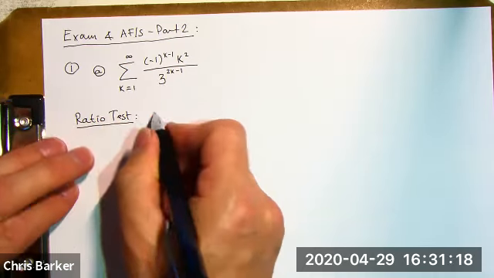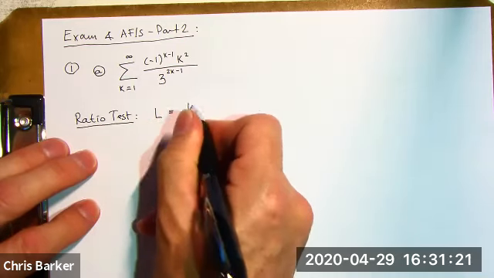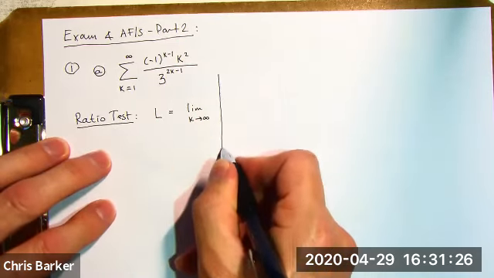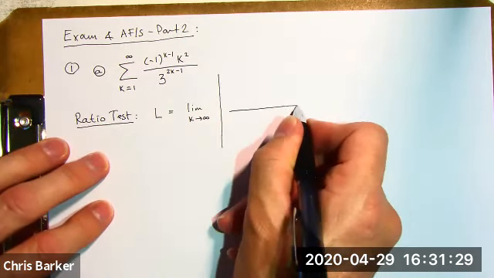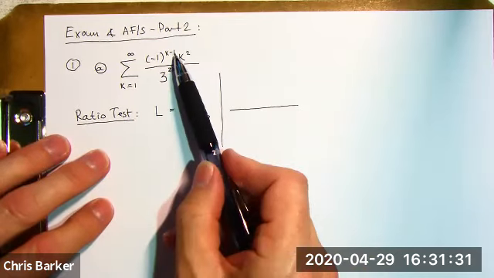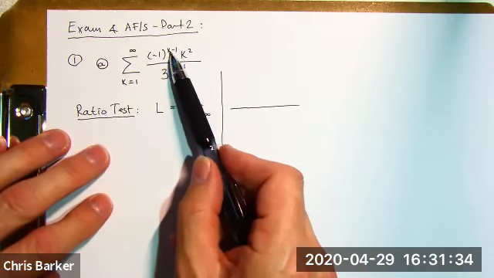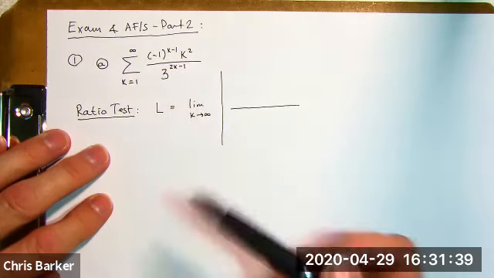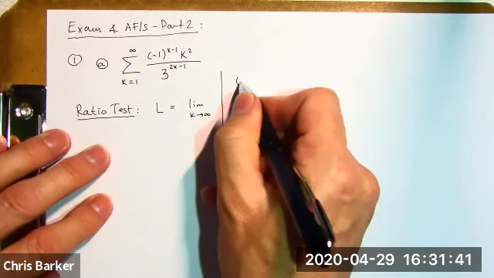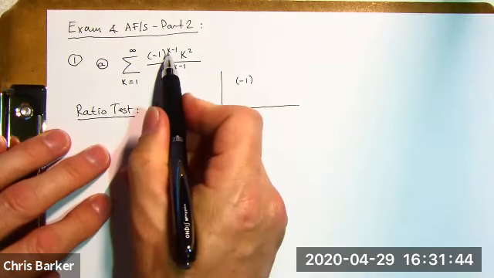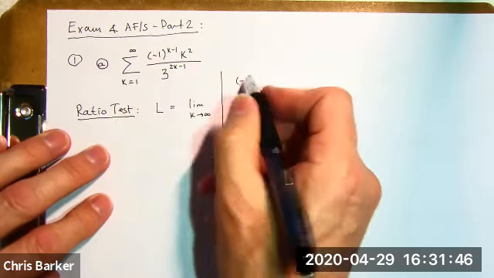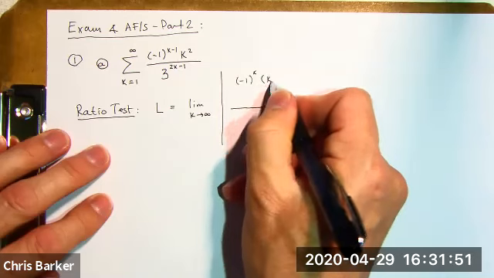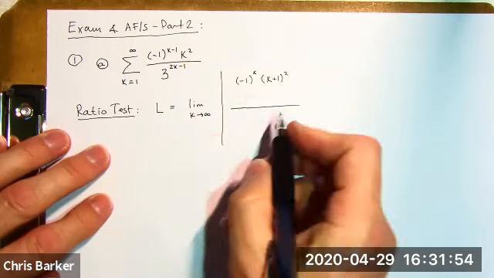All right, so we're going to find L. L is going to be the limit as k goes to infinity of the absolute value of the k plus first term of the series. So we're going to replace each of these k's, and there are 3 instances, by a k plus 1. So we get -1 to the power of k plus 1 minus 1. And then we have k plus 1 squared instead of the k squared.